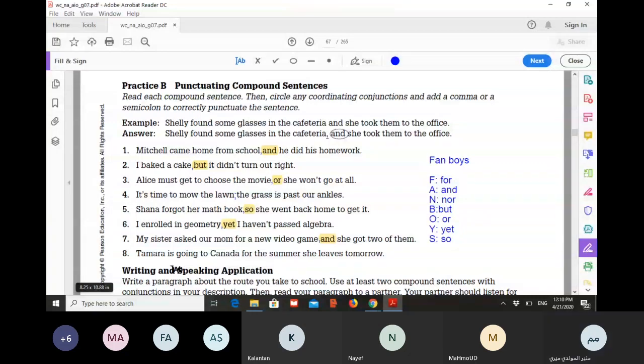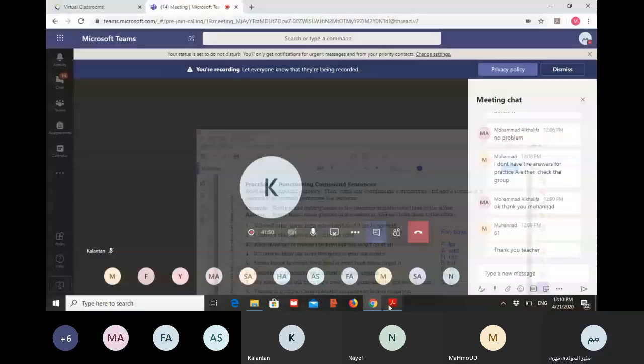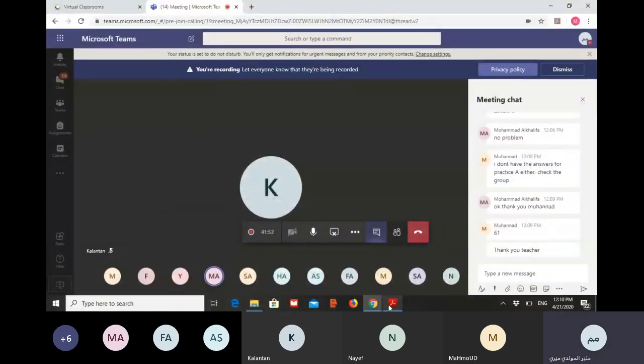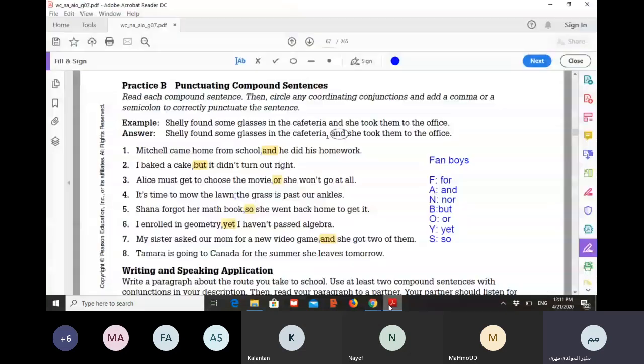Someone to do that. Muhannad, can you do the last sentence at page 62? It says Tamara is going to Canada for the summer. She leaves tomorrow. Is there any coordinating conjunction here? And do we need to place a comma? I think we add a semicolon before she. That's right. Excellent. Very good.